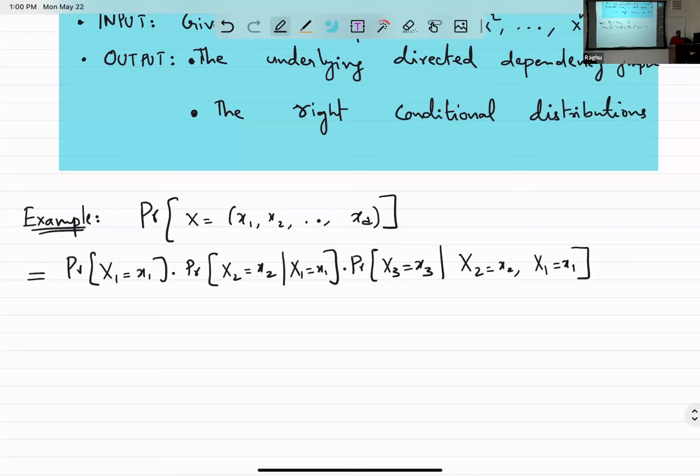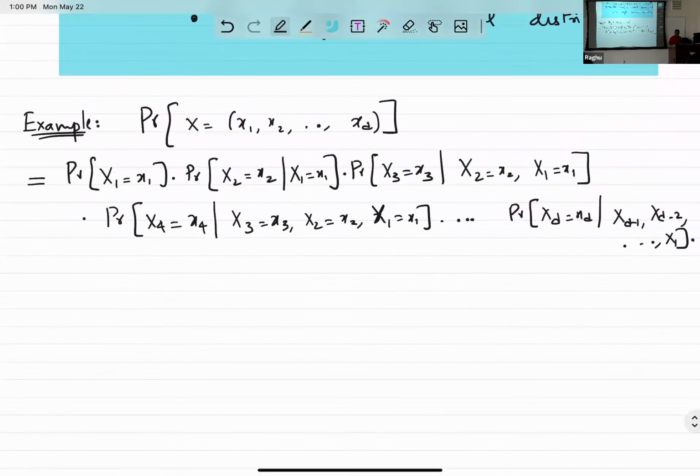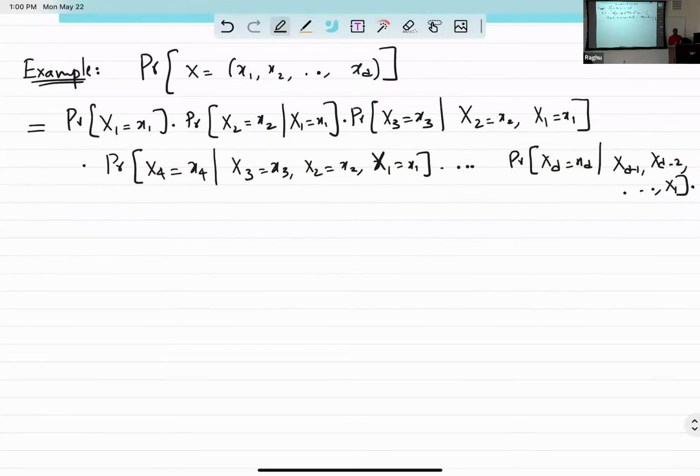But I can keep going like this. Every time I add a single variable and condition on the entire past. This decomposition is true for any distribution. There is no restriction on when this would apply. Right? So this is the chain rule of probability. I can break up any arbitrary distribution as a sequence of products where I condition on all of the previous ones. In fact, this forms kind of the basis behind the naive Bayes classifier and so on.